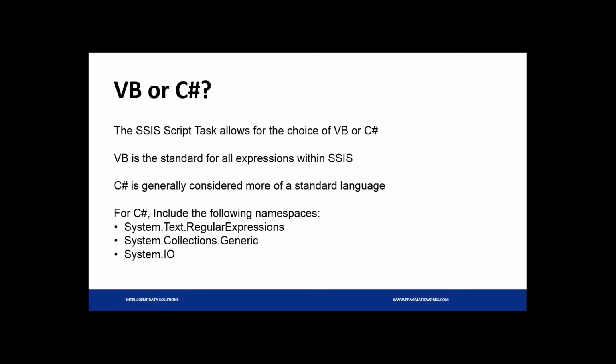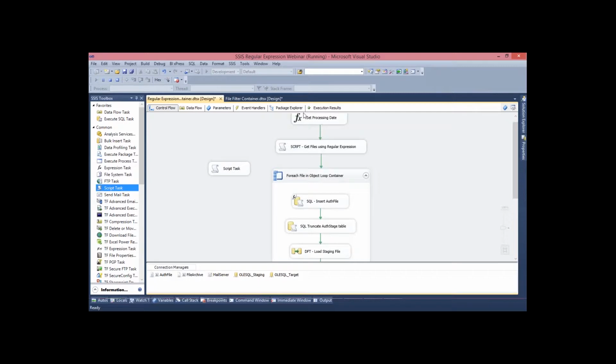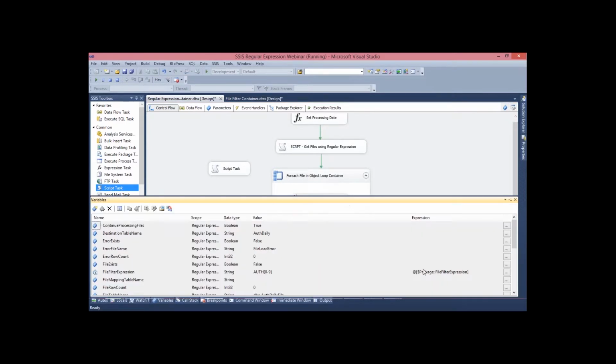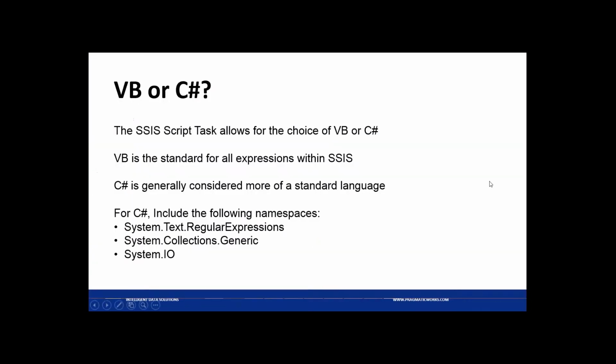Now, when you create a script task, you have the option to use Visual Basic or C#. Why would you choose one over the other? Well, in my opinion, it's just a matter of preference. Visual Basic is the standard for all the expressions within SSIS. So, for example, if I come down to any of my variables, you can see I have an expression here, and any of the expressions in your variables, or anywhere in any of your constraints or tasks, they use Visual Basic. So the argument can be made to use Visual Basic.